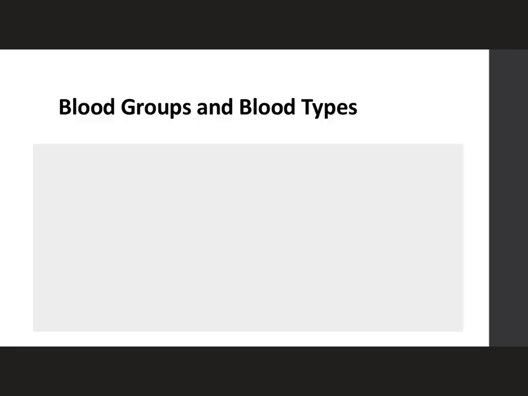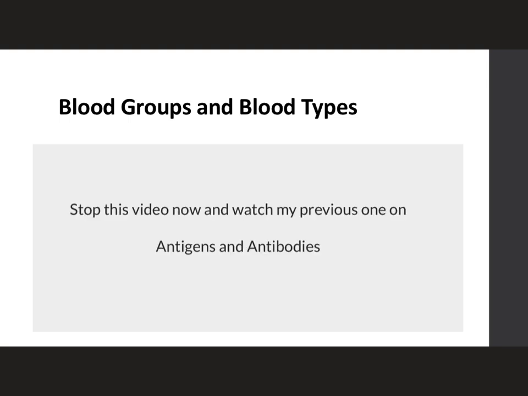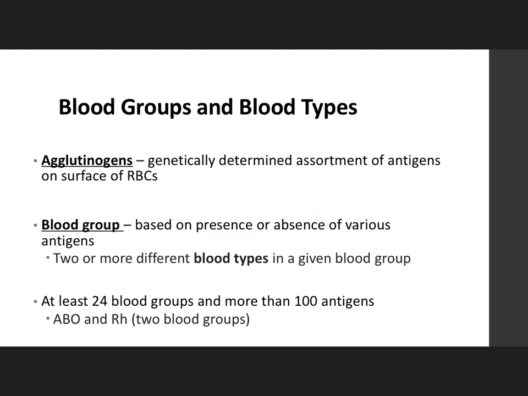Okay, so first things first, if you haven't already seen my video on antigens and antibodies, please make sure that you stop this video now and watch my previous video on antigens and antibodies. It is really important that you understand how antigens and antibodies interact with one another if you're going to understand how blood groups and blood typing works. So now that we got that out of the way, let's look over a little bit of terminology.